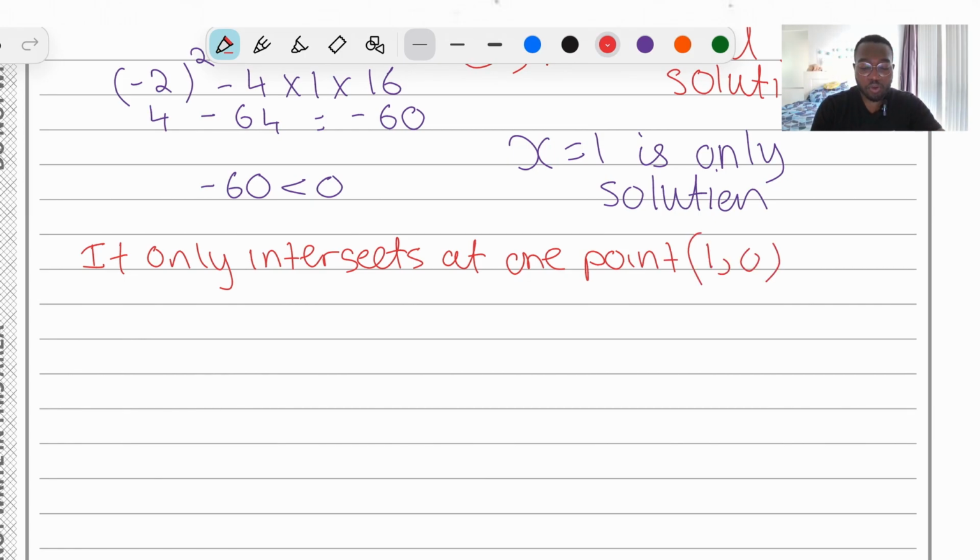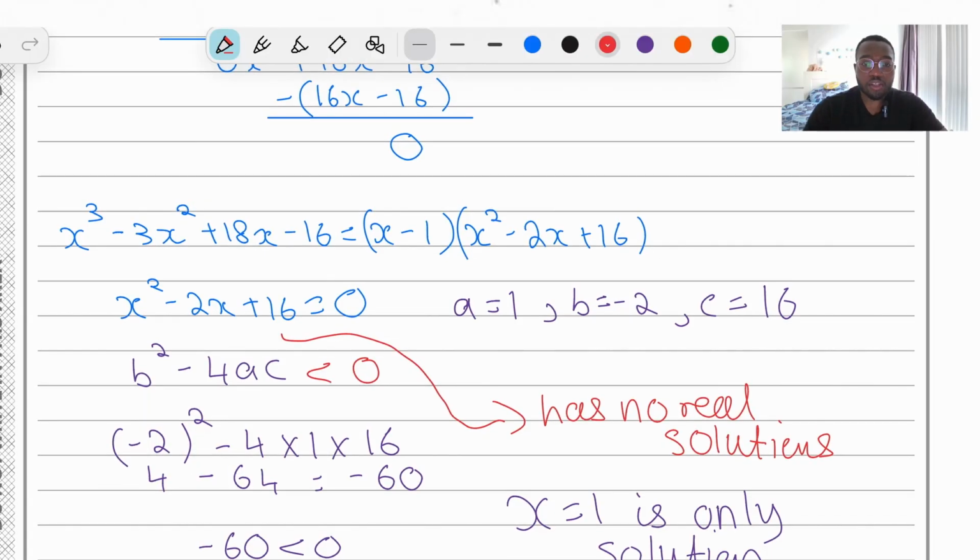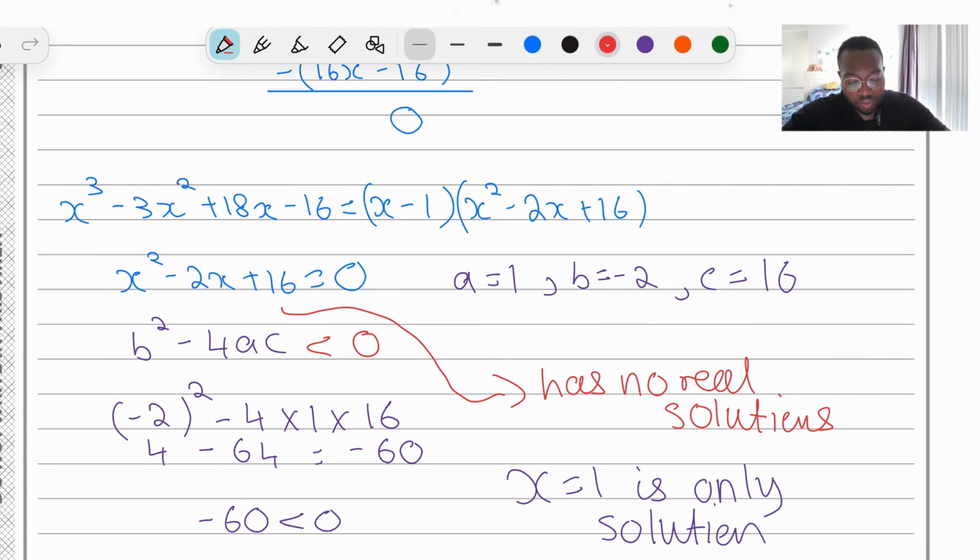Okay, and then we've shown that because we can't solve x squared minus 2x plus 16, it has no solutions. Therefore, x equal to 1 is the only solution we have. Therefore, it must only intersect at that point. So yeah, that would explain it, and that would be the paper done.